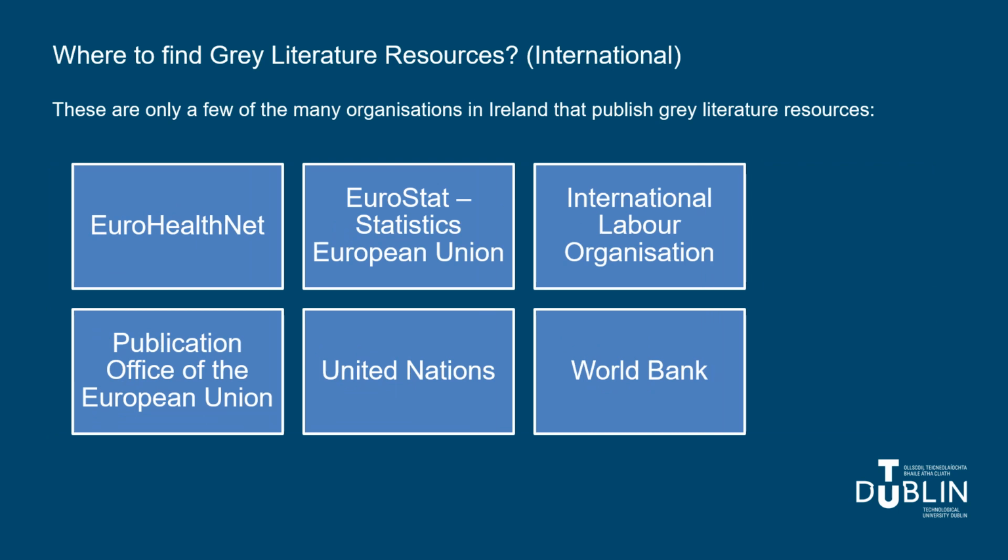And also we have international organizations that publish grey literature. To name a few here, we have EuroHealthNet, Eurostat, statistics from the European Union, International Labour Organization, the Publications Office of the European Union, the United Nations, and the World Bank.